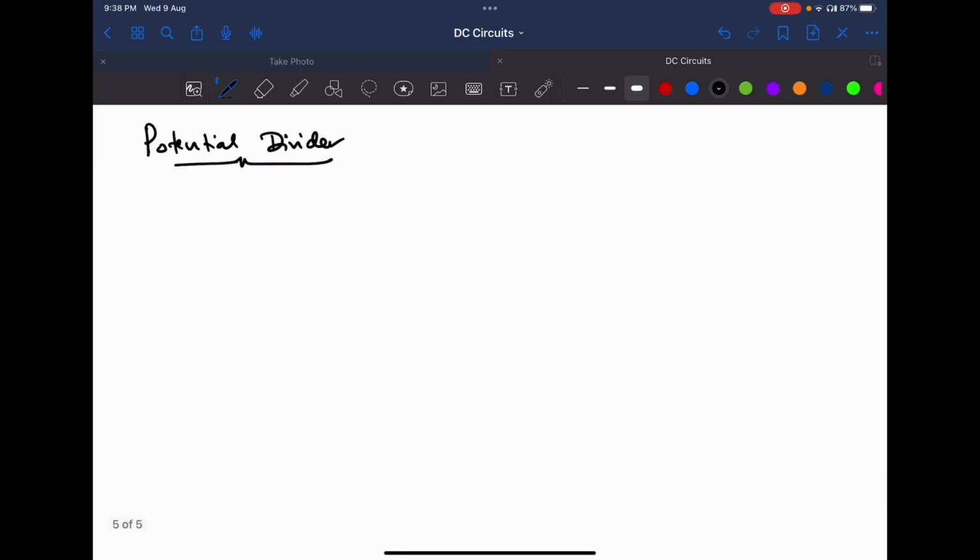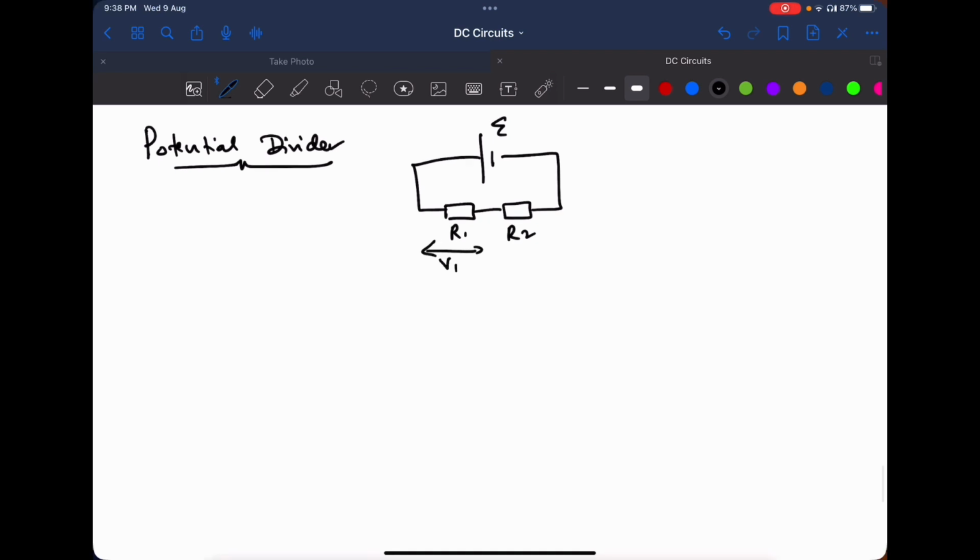Okay, what is a potential divider? So let's say now you're given a circuit which looks like this: resistance R1, resistance R2, and here you have potential difference V1 and V2. Say there's a question that asks you to find V1 in terms of E, R1 and R2.